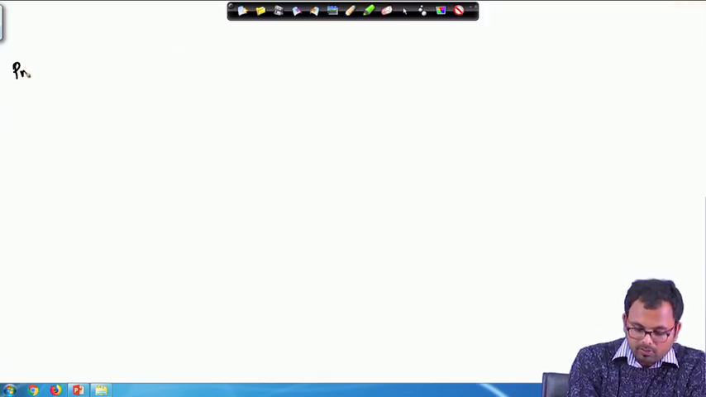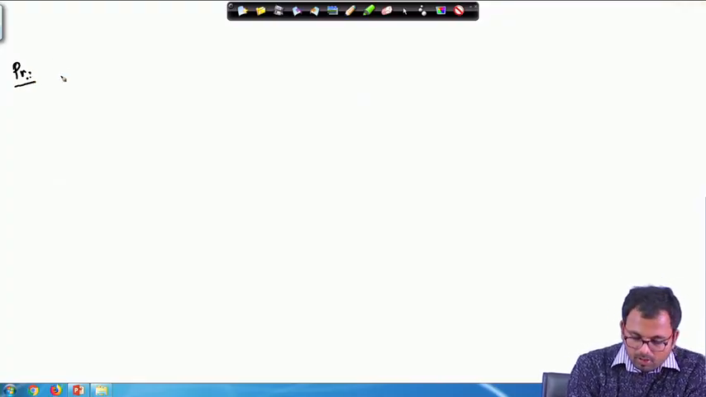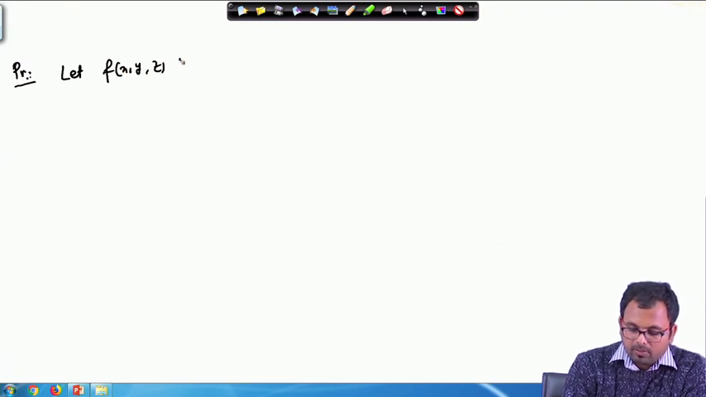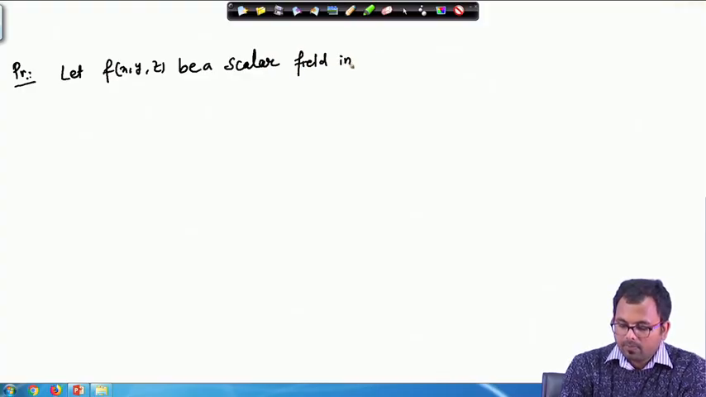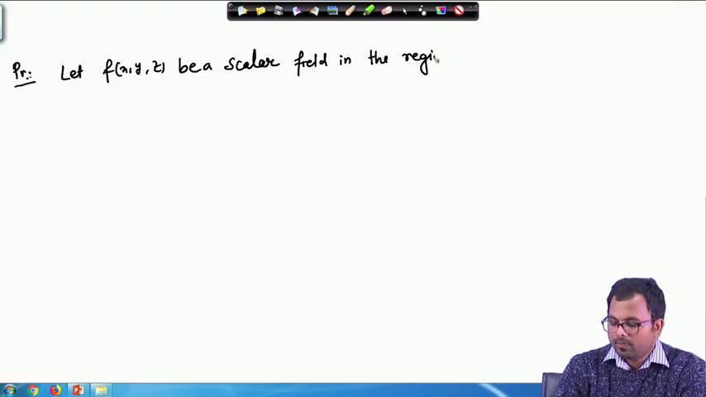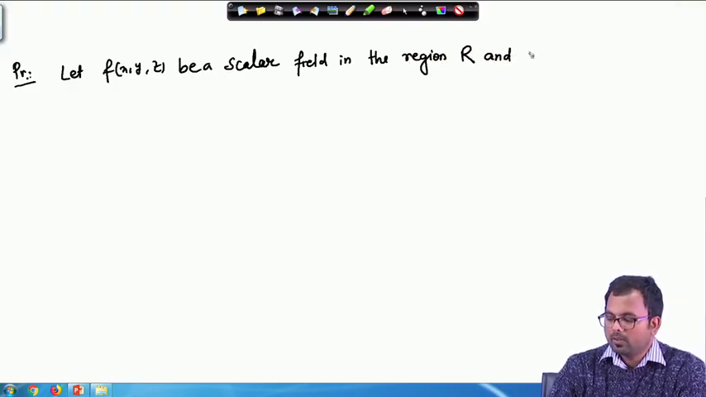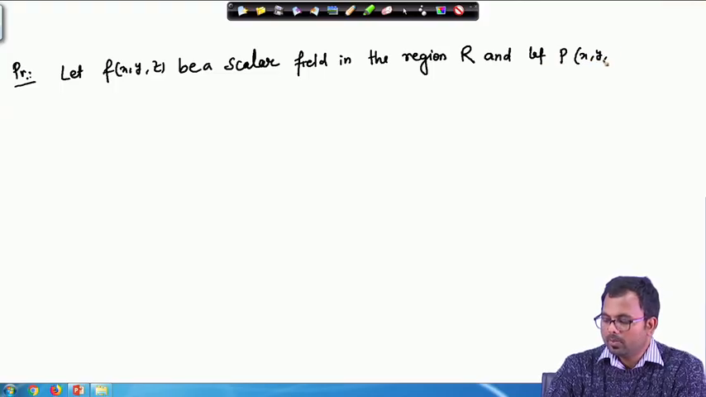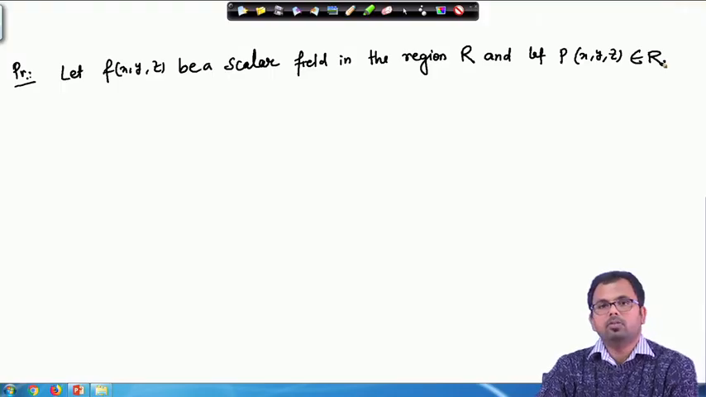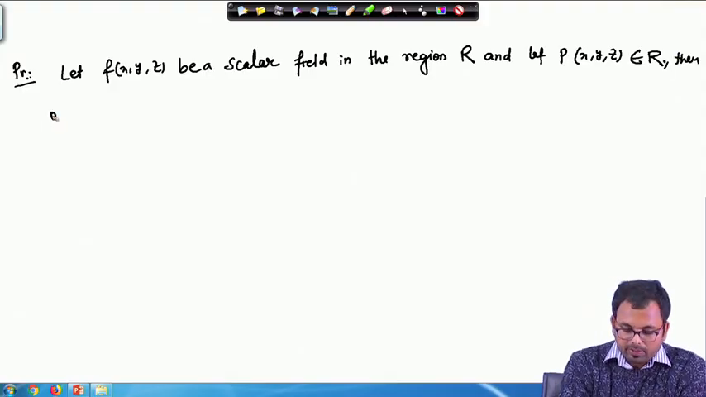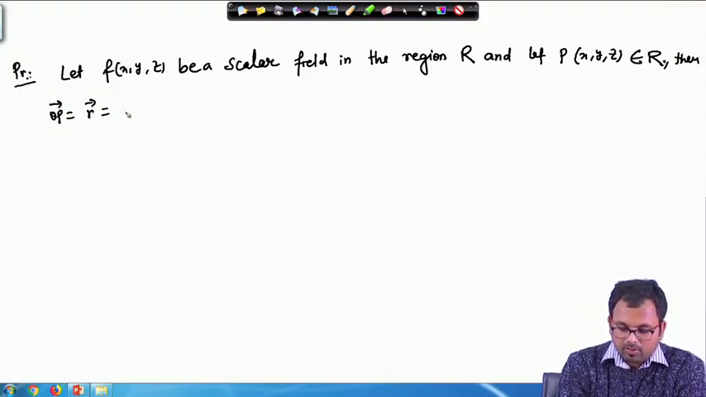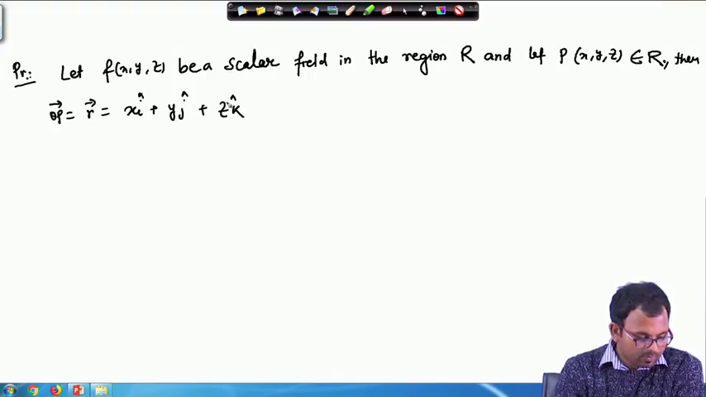So, the proof. Let f x y z be a scalar field in the region R, and let p x y z be any arbitrary point in the region R. So, p x y z belongs to R. Then I can write OP, the position vector of the point P, equals x i plus y j plus z k.